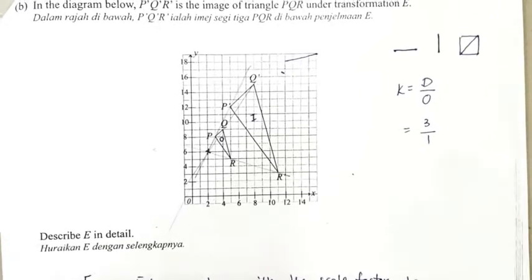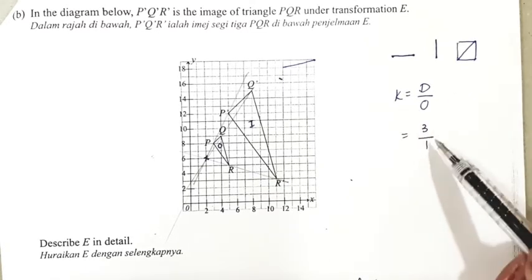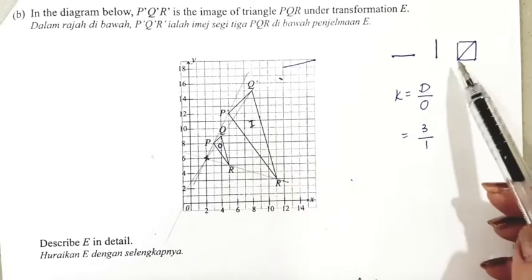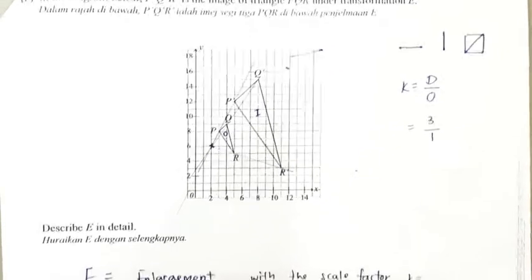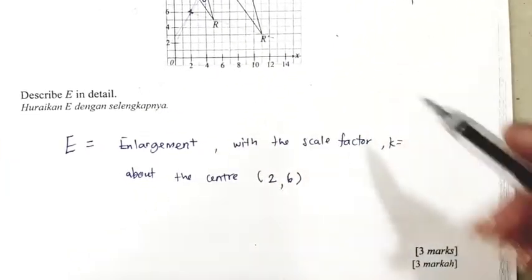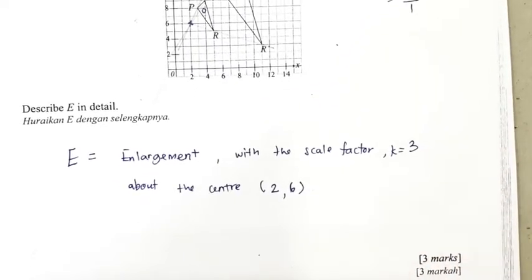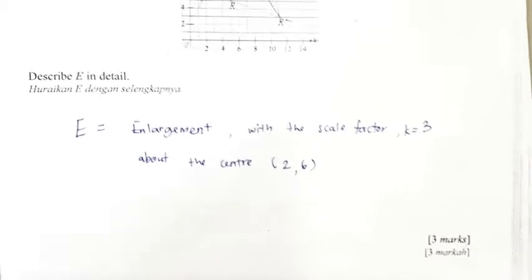Okay, now, because we already did this in our class, I have shown you how to count the scale factor when the line is slanting but not at the diagonal, but it's something like this. How do we count? I already taught you, so I'm not going to repeat here. Okay, so we already found that our scale factor is 3. So that is our answer. So full marks. 3 marks over here: enlargement, scale factor, and the center. Next question.